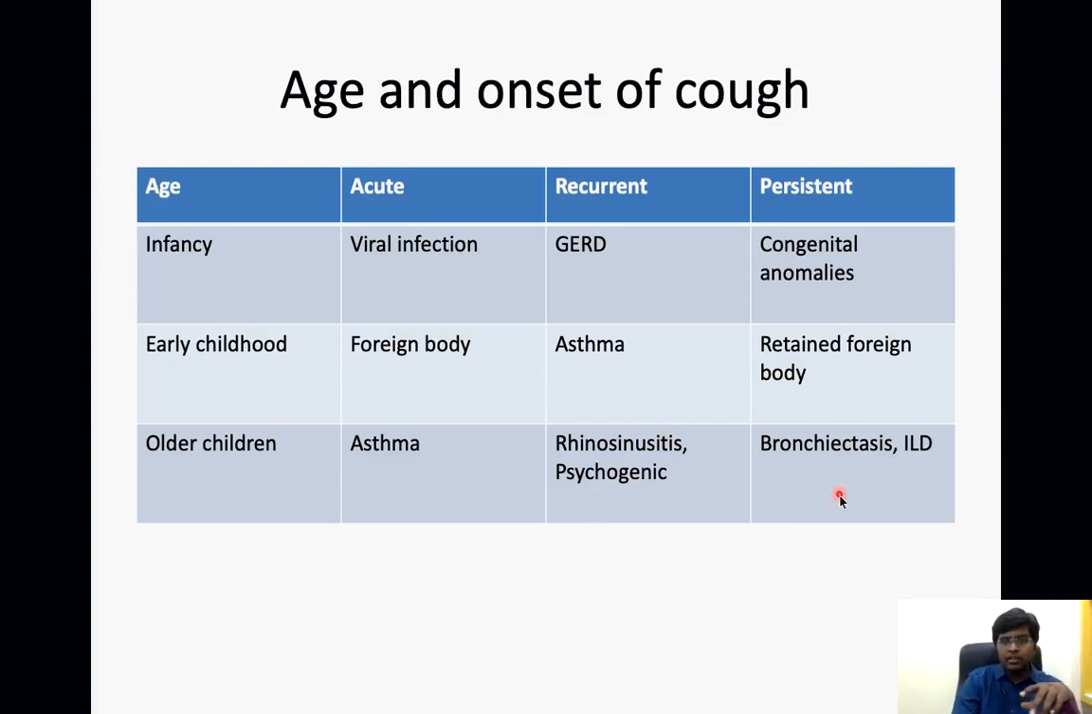And for a persistent cough in older children, you think of bronchiectasis and interstitial lung disease. These are less common conditions, but still you have to think of them when there is a persistent cough in older children.